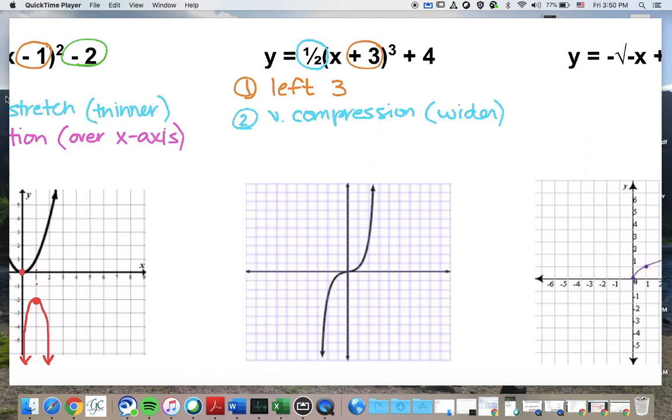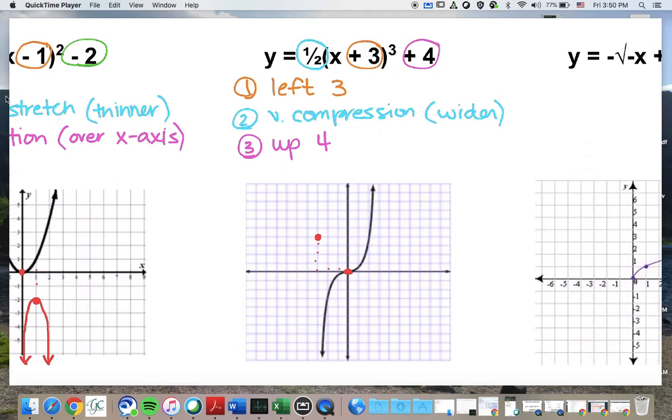And then finally, we'll finish up with addition or subtraction, so that +4 at the end. We're going to do exactly what we see, so we're going to move our graph up 4. We are just sketching a graph here, so we're going to focus on this inflection point here in the middle. We're going to shift it left 3 and up 4, and then we'll just sketch the graph around it, applying that vertical compression. So moving left 3 and up 4, we get our new inflection point there.